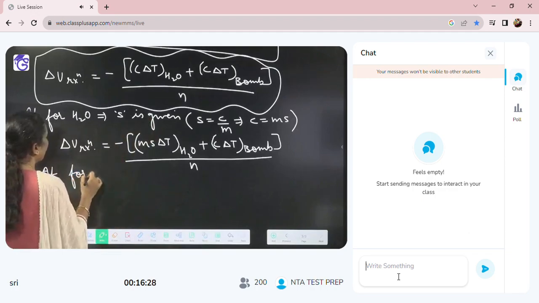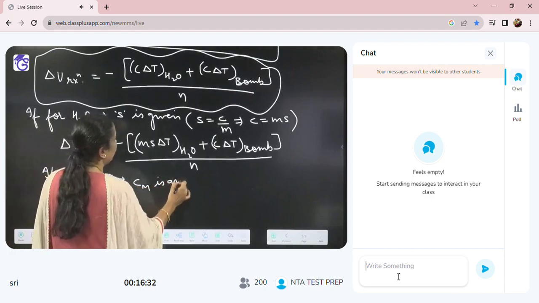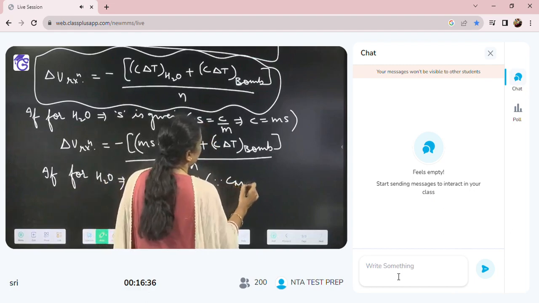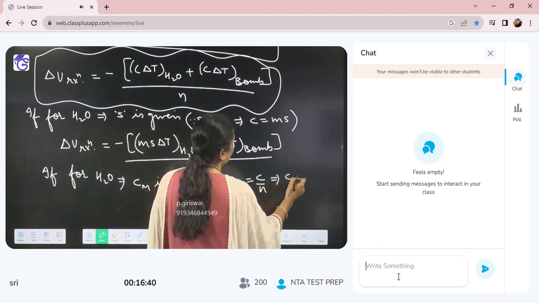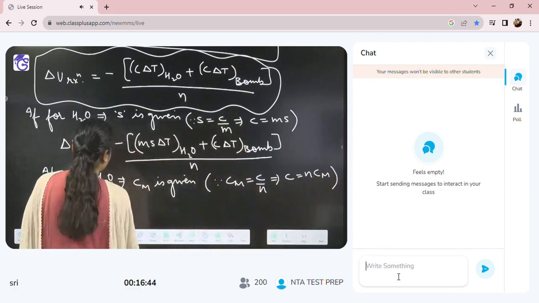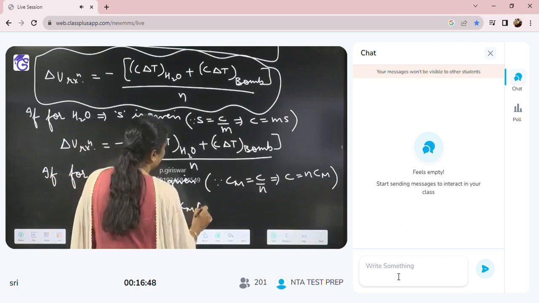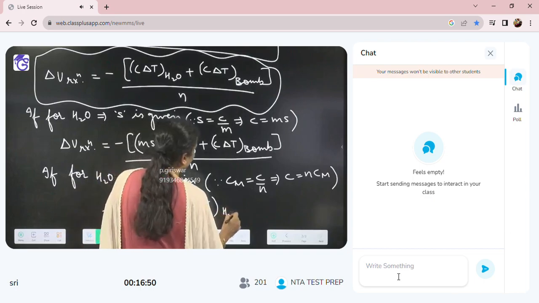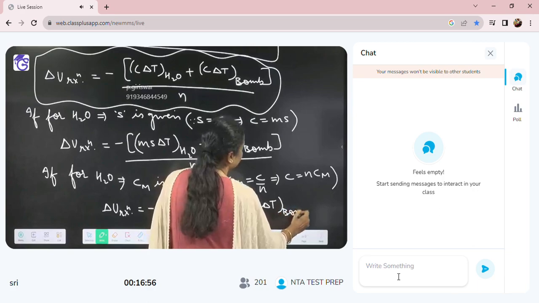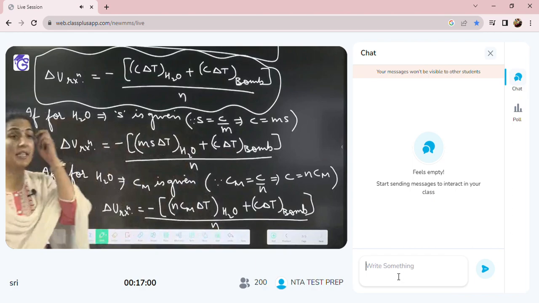So if for water, suppose Cm is given. Cm means molar heat capacity is given. And do we know that Cm is heat capacity per mole? So you are writing C is equal to N into Cm. So the formula will become delta U for the reaction equal to minus of N Cm delta T for the water plus C delta T for the bomb, divided by number of moles. Is there any confusion to anybody?